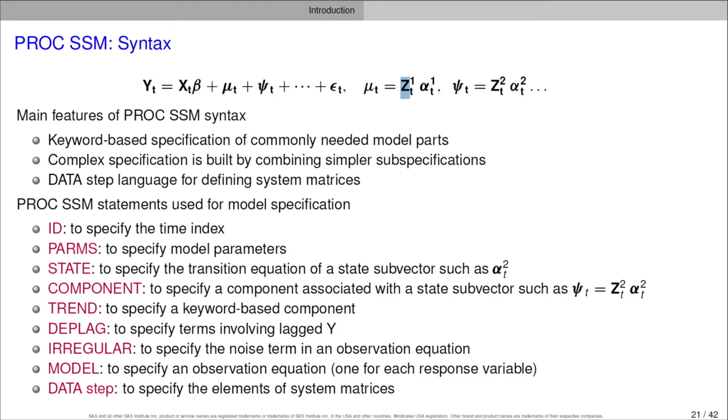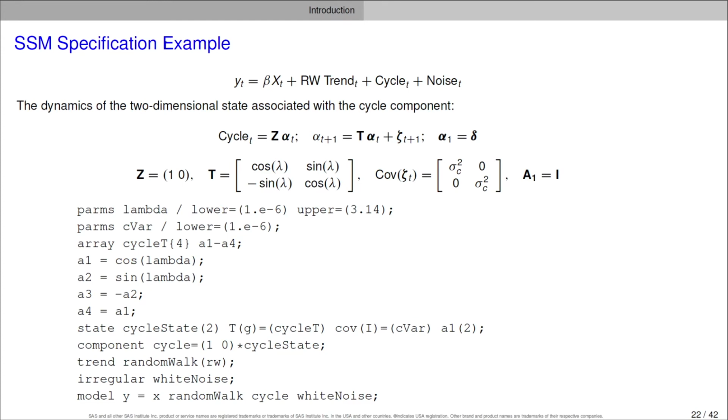In fact, let us see a simple example of specifying an SSM using the PROC SSM syntax. So suppose we have a univariate model y equal to a regression variable effect, a random walk trend, a cycle, and noise. In the SSM procedure, there is keyword support for all the components in this model. However, for illustration purposes, let's specify the cycle component without using the keyword support.